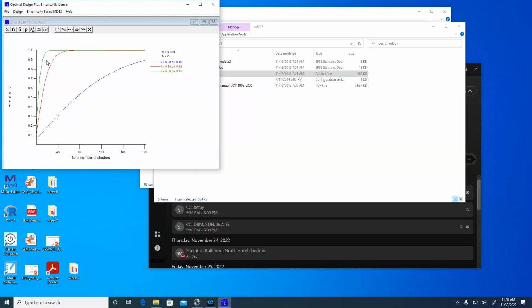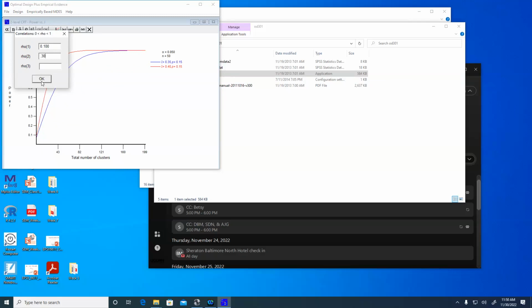Now I could mess with other stuff here too, though, right? Let's go back here and say, okay, let's say I have 50 people per cluster. And let's say my effect sizes are 0.3 and 0.4. Okay, and let's see how big a difference an intraclass correlation coefficient makes. So let's say my ICC is either 0.1 or 0.3.